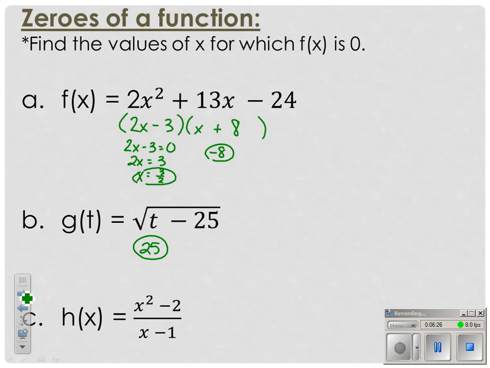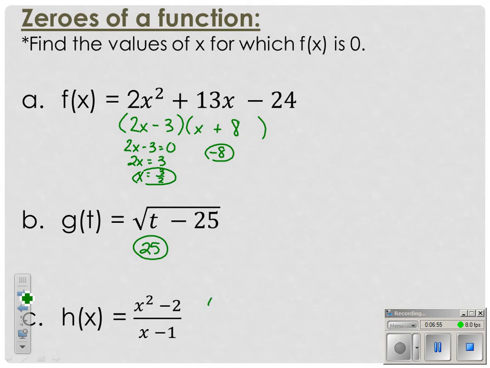Okay, letter C, h of x. Now with functions, in trying to find the zeros of a function or the x-intercepts of a function, we are looking only for the things that will turn into 0. We are not concerned with things that make it undefined. So don't concern yourself with the denominator here. That's going to make it undefined. Focus on the top. Figure out the zeros for the top, because a 0 as a numerator of a fraction does make the value equal to a 0 overall.